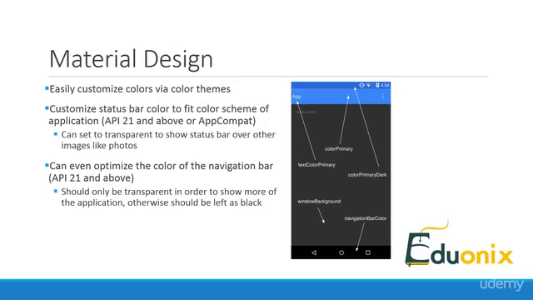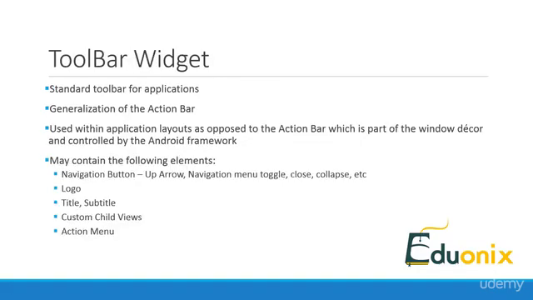In addition, with API level 21, we gain the capability to customize the color of the navigation bar that exists below our running application. This can also be achieved by using the AppCompat support library. The design guidelines encourage that the color should be set to transparent to show more of the application or remain as the default black. The toolbar widget offers a standard toolbar element to be introduced into our applications.